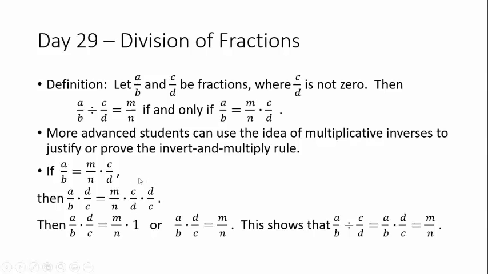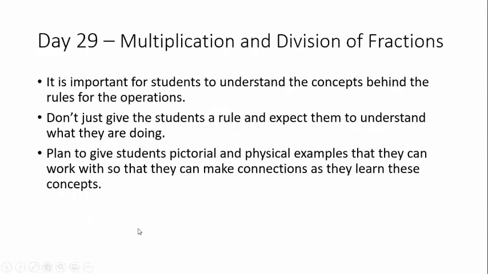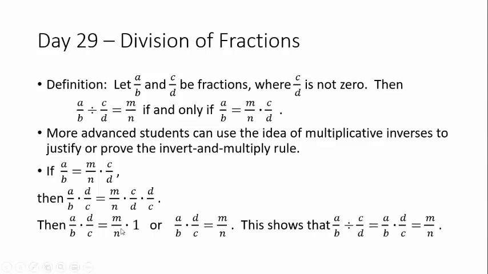C over d times d over c is the product of multiplicative inverses, and so this is equivalent to 1. Any quantity multiplied by 1 is that same quantity. 1 is your multiplicative identity. What this is telling us is that a over b times d over c is equal to m over n. We now have two statements that involve quantities that are equal to m over n. We've got a over b divided by c over d is equal to m over n. And then we have the product statement down here.